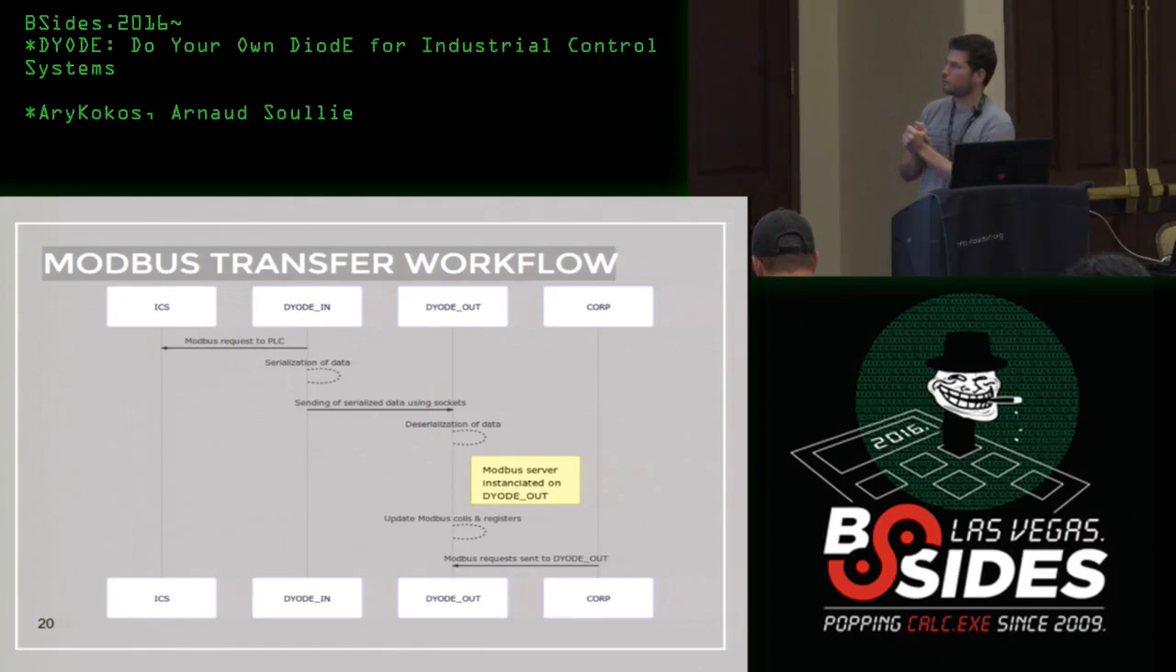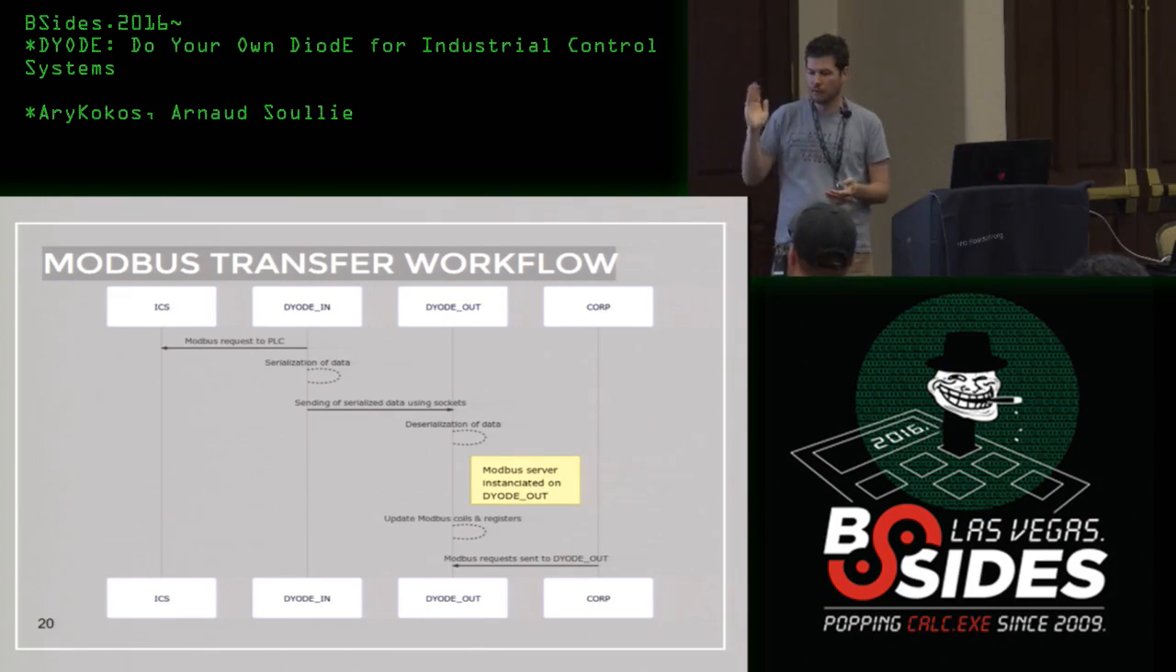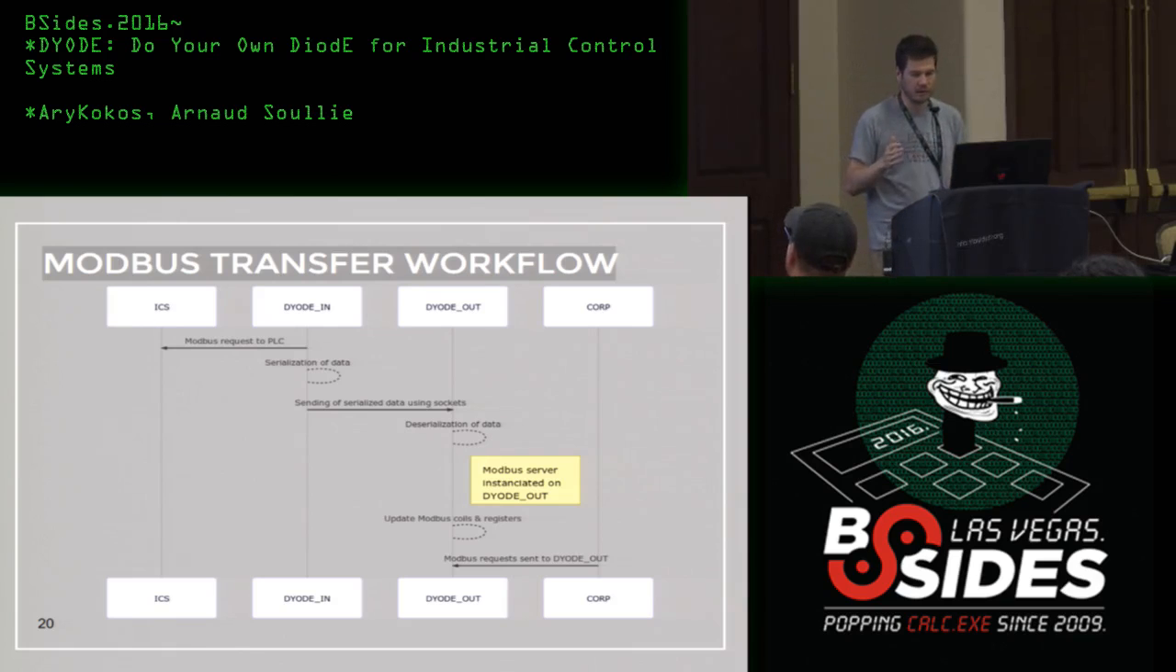For Modbus, how does it work? You actually have a Modbus client on the first Raspberry Pi. Every second, it's going to request some values from the PLC, put those values into a JSON object that's going to be serialized and sent using sockets to the second Raspberry Pi. It's going to be deserialized. And on the second Raspberry Pi, we have a Modbus server that we instantiate, and the values of the Modbus server will be updated with the values sent by the data diode. So that means that on my PC, I was not directly addressing the PLC. I was addressing the Raspberry Pi inside the diode.